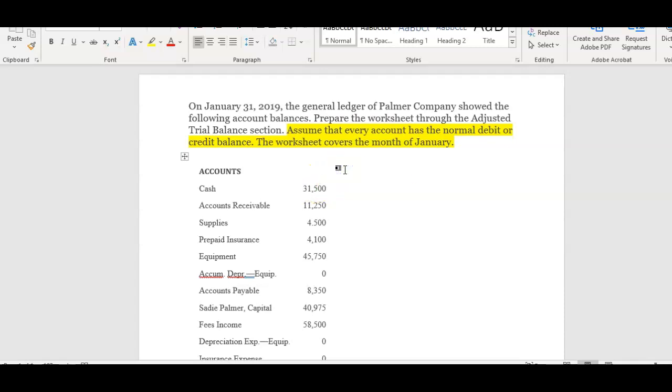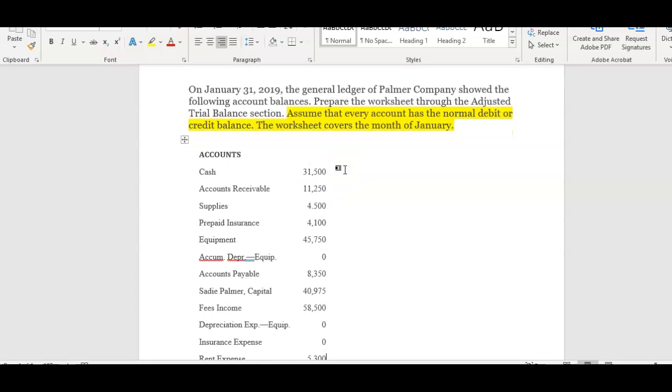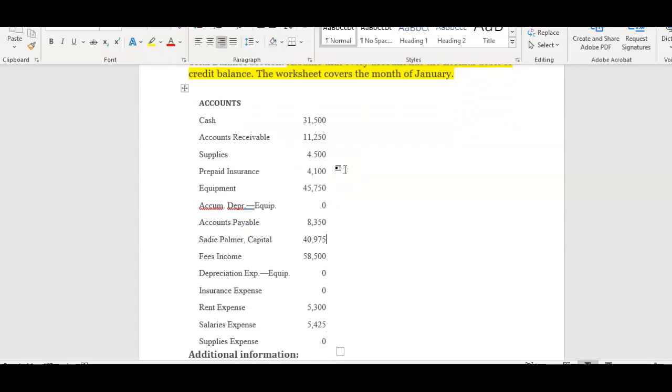So here we have a list of accounts from the general ledger, and it shows each account's balance. Our job is to first list the account titles on the worksheet. When you list your account titles, you're going to list them in a certain order. You're going to first record all of the asset accounts, followed by your liability accounts. Next, you have your owner's equity accounts, followed by your revenue accounts. And last, you're going to list all of your expense accounts.